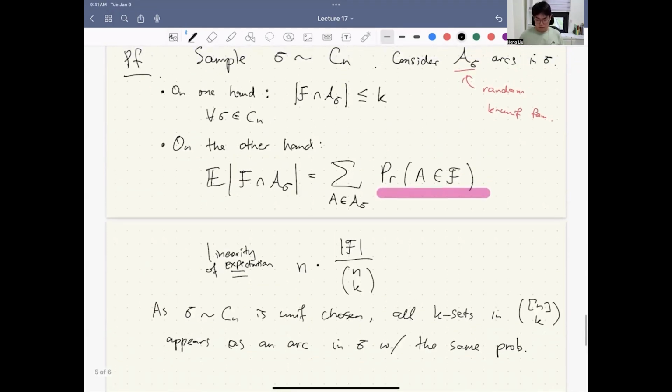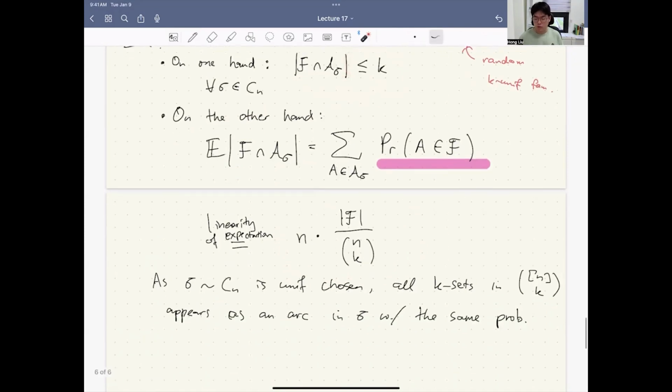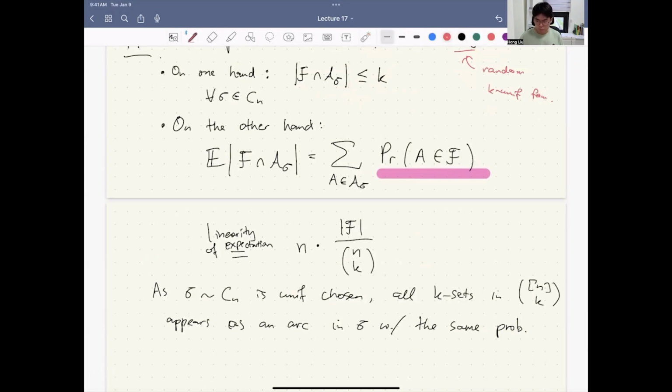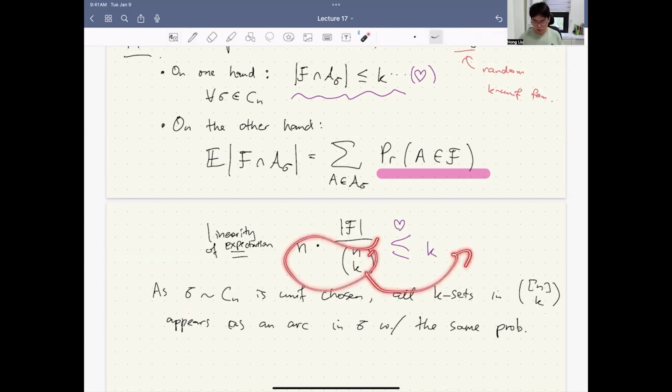Now we are done, because we have a random variable whose expectation we can compute, but we also know this random variable never takes a value more than k. All right, put these two together, and we are done. You move terms around to the other side, do the computation. That's the proof.